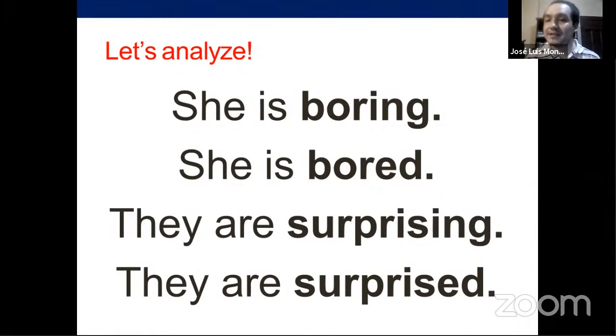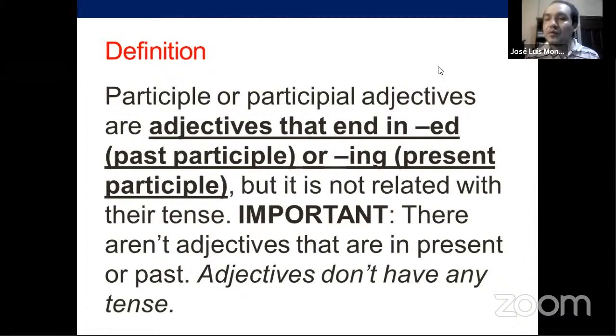Adjectives don't have tenses, all right? Adjectives are not in present, are not in past. Adjectives are only adjectives. She's boring means she produces boredom. She's bored means she feels bored, all right? That's the only difference. Remember that, please. We use ed and ing, but adjectives don't have tenses.